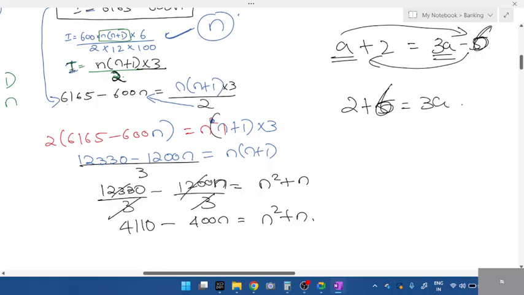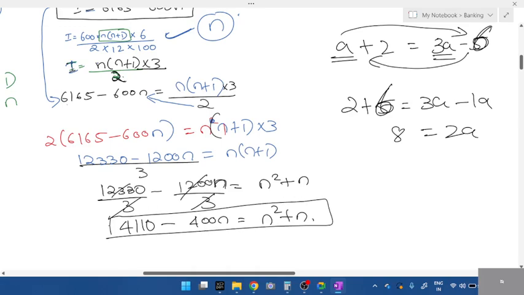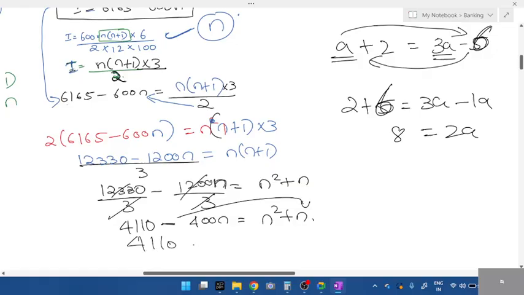So 3a minus 1a. What is 3a minus 1a? 2a. In the same way, what are the variables here, students? N, right? N is the like term. So look here. Let me take this minus 400. If I shift it to this side, 4110 minus 400 goes to the other side, plus 400n. These two are like terms. 1n plus 400n, you get 401n, n square, and you get 4110.